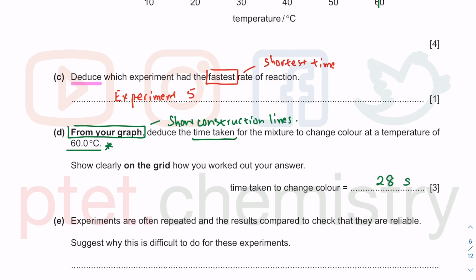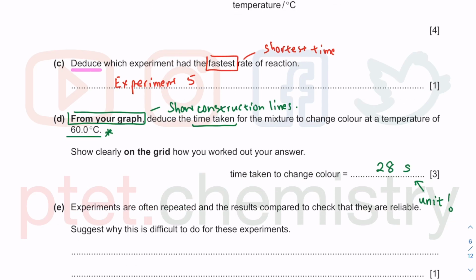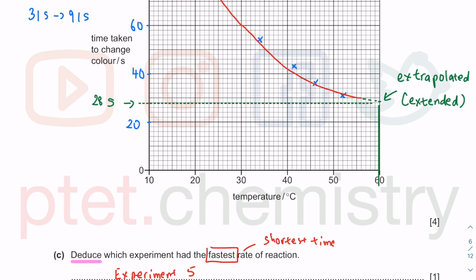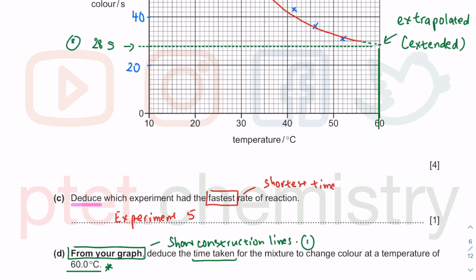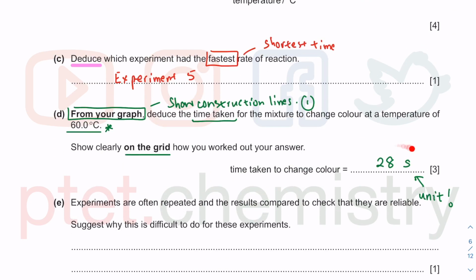And they don't have the unit, so make sure that you show the unit if they don't show you the unit. Show clearly on the grid how you get your answer. You do get 1 mark for the construction lines, you do get 2 to read the reading on the graph based on this 60 degrees Celsius there, and you do get the 3rd mark for the correct value and the units there.